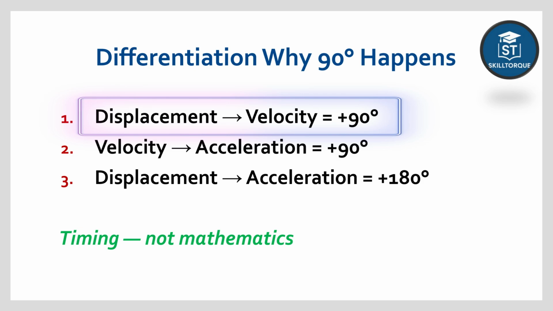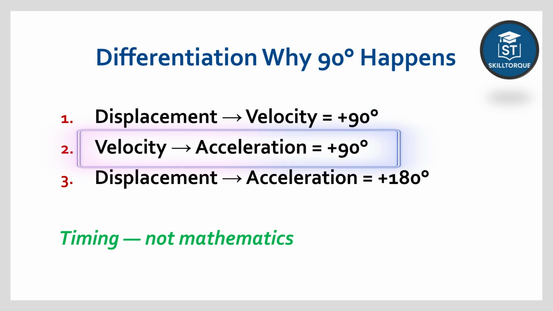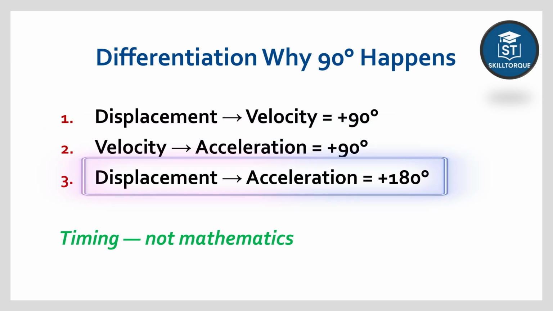And whenever I differentiate again, my velocity will be converted to the acceleration, again 90 degrees. So overall, the phase change between the displacement and the acceleration will be 180 degrees. So it's just a timing. There is no maths here. If you understand it with logic without mathematics, it's just the timing of the movement of the shaft. So that's the reason why these three are not always equal, right?